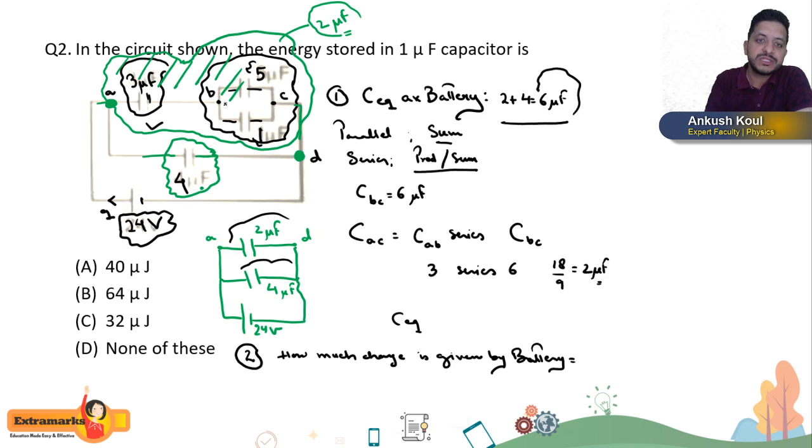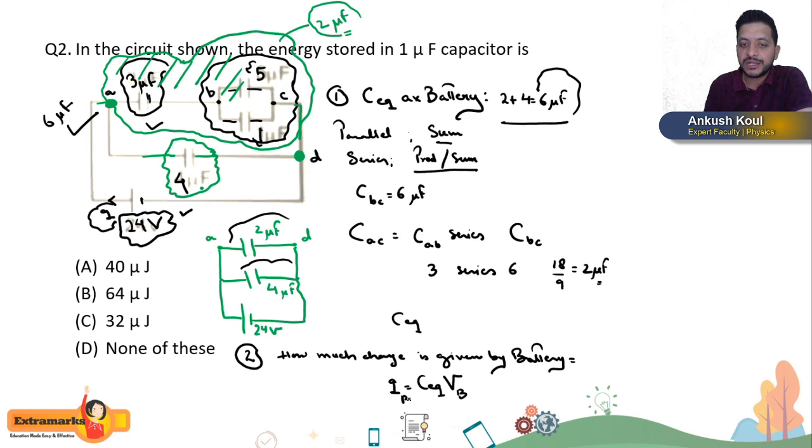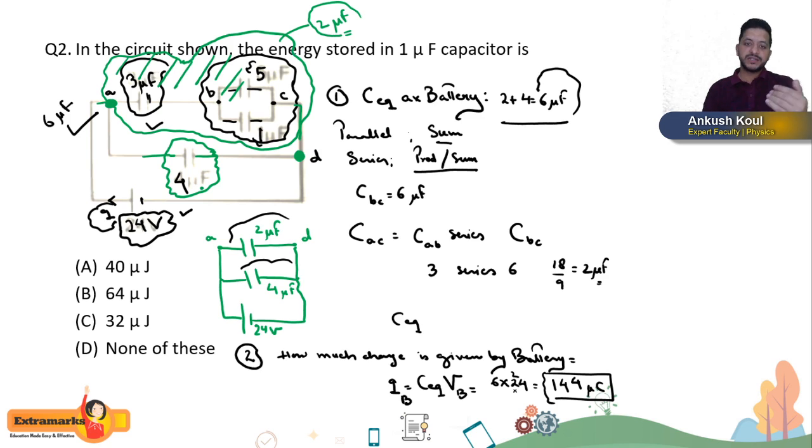It is 6 microfarad. So this entire circuit has a 6 microfarad capacitance which is being supplied by a power source of 24 volts. So how much charge will this power source supply to this 6 microfarad? So Q equal to CV, C equivalent into the potential of the battery. This is the charge given by the battery. This is the equation that you will always use, and my answer will be 6 into 24, which will be 144 microcoulomb. 144 microcoulomb is the amount of charge that this battery has given.